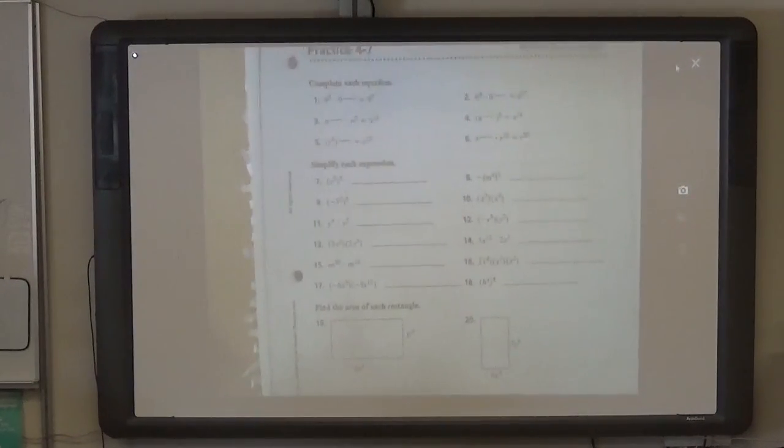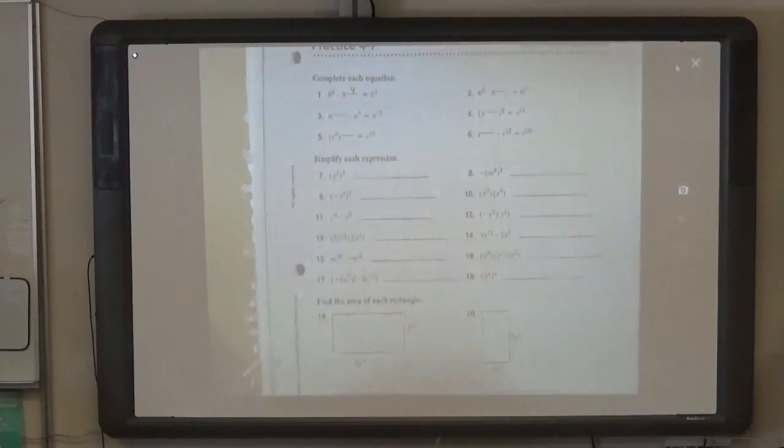Number 1. What power of 9 would give you 9 to the 7th power? 9 to the 4th would give you 9 to the 3 plus 4, which would be 9 to the 7th. What power of 6 would give you 6 to the 17th power? 6 to the 9th power. What power of n would give you n to the 15th?